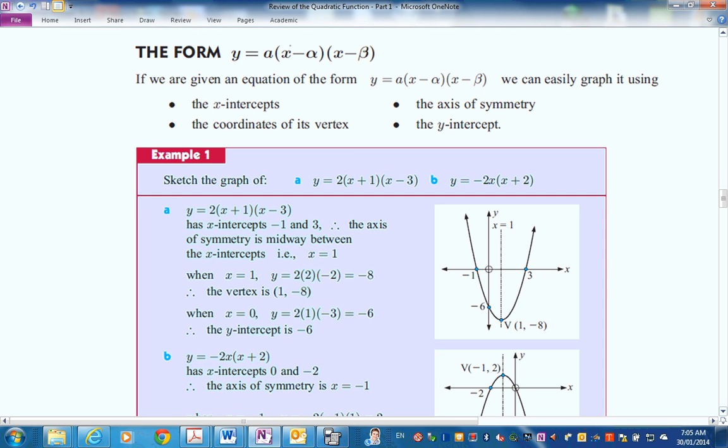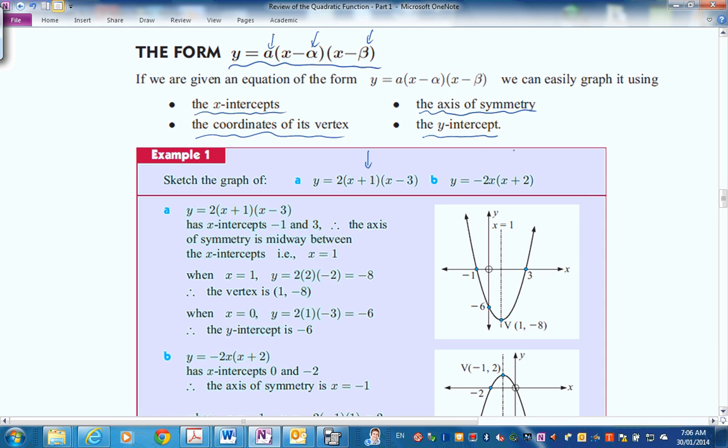Okay, so the first thing is if we're given this one here. Notice it's like I was doing before: x take alpha, x take beta. So it's been factorised. It has a number out the front, so it's got a change in steepness, if you like, or it's a stretch or a dilation in the y direction. What we're going to do is try and do everything about it: x-intercepts, the axis of symmetry, coordinates of the vertex, and the y-intercept. Let's go. Let's do this one.